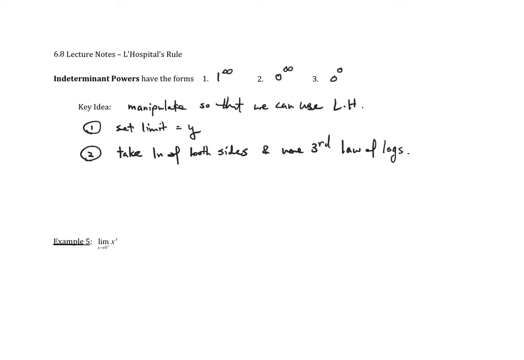Remember what the third law of logarithms was? That was the one where if you had log a to the r power, the third law of logarithms says that you could bring this power down in front. So this is actually equal to r times natural log of a. And by doing this, we would essentially turn our indeterminate power into an indeterminate product. And we already know how to handle that.